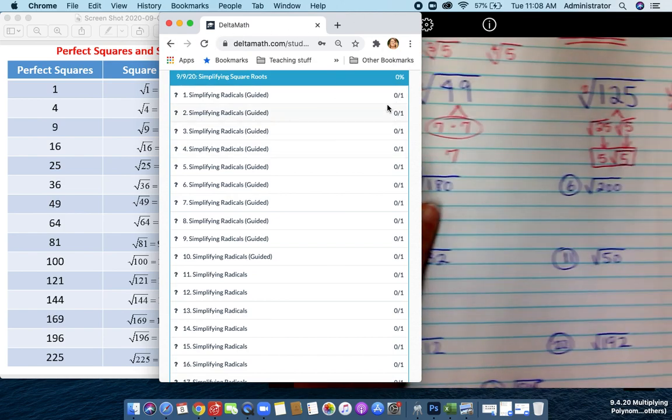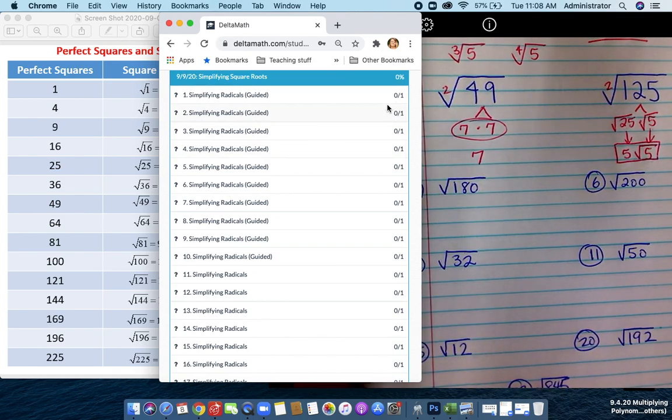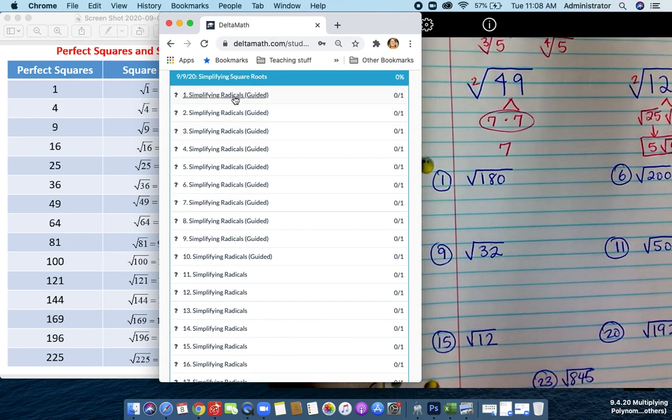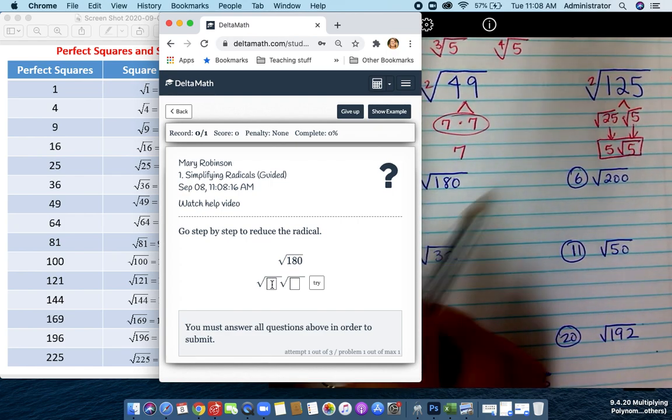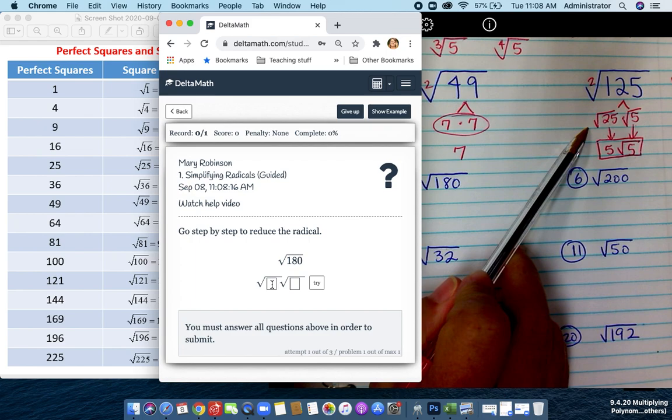So I'm going to go ahead and do problem 1 with you guys. If we click on 1, your first step, it says go step by step to reduce the radical. For the first 10 problems, they are all guided to help you recognize that you have to find the square root of a perfect square, just like I did over here, the square root of 25.